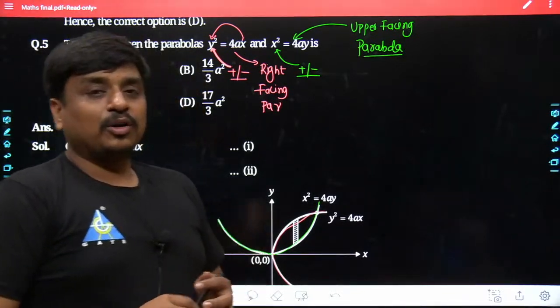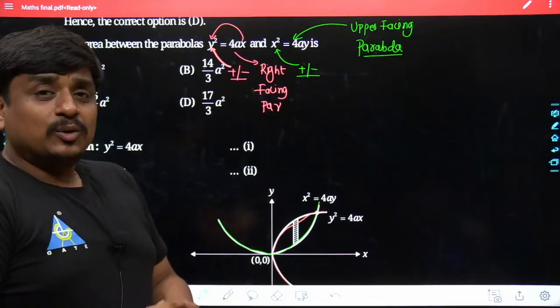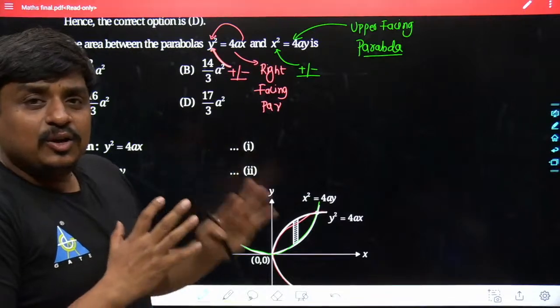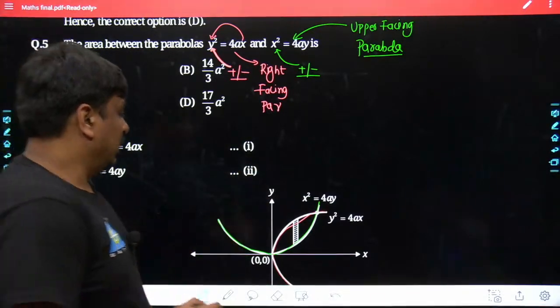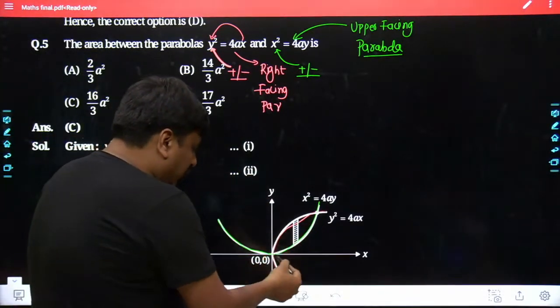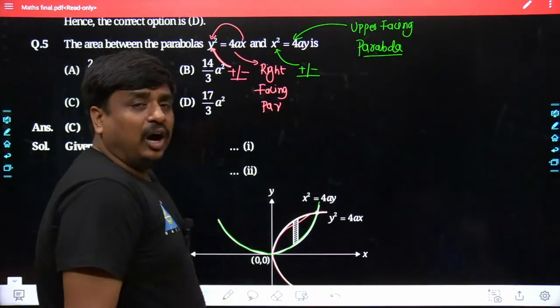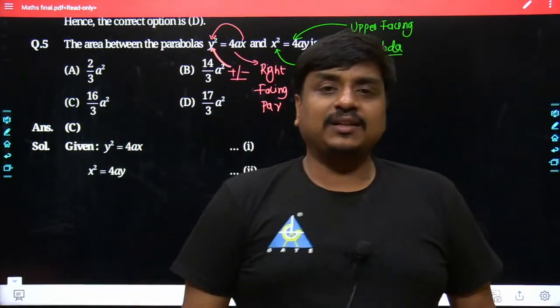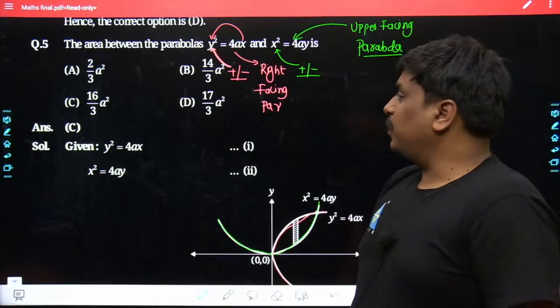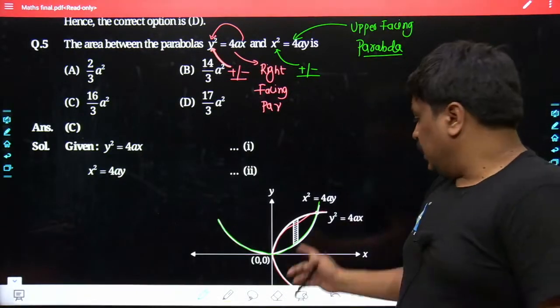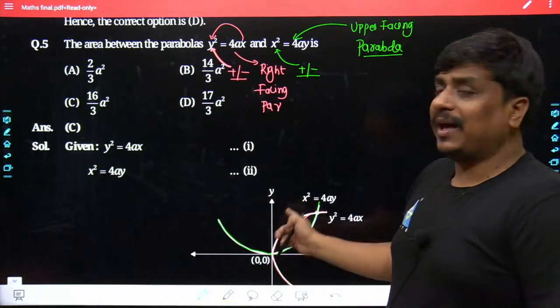And as far as the problem is concerned, they wanted to calculate what? The area enclosed by both of the parabolas. Obviously, that area is this sort of leaf. How do we get the area enclosed? Obviously, with the help of double integration, we can get the area occupied by these two parabolas.